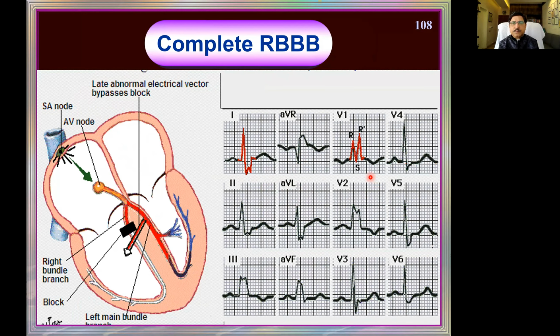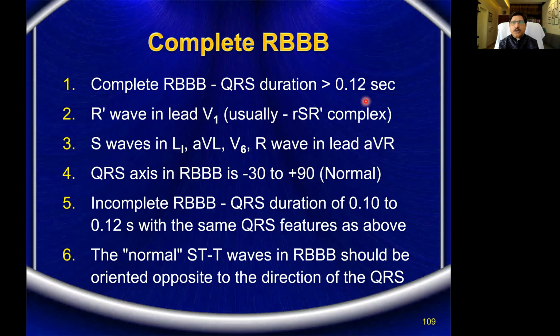So now look at the features. Complete RBBB, QRS should be more than 0.12. R wave in V1, usually an RSR' pattern will be there. Normally there is no R wave in V1. So if we see a prominent R wave in V1, there are three conditions we listed earlier. Number one is posterior infarction. Number two is right ventricular hypertrophy. Number three is right bundle branch block. S wave in L1 and AVL and V6, which is a slurred S wave. Okay, and the QRS axis in RBBB is normally not altered.